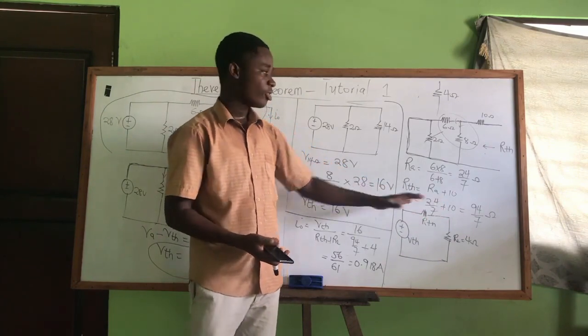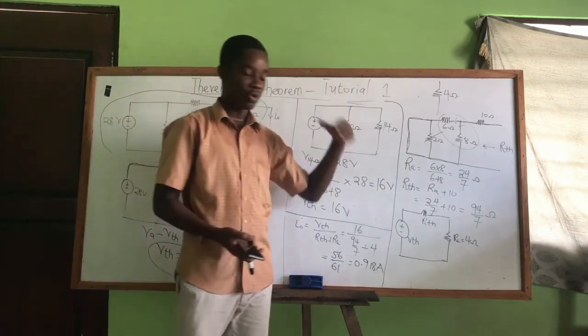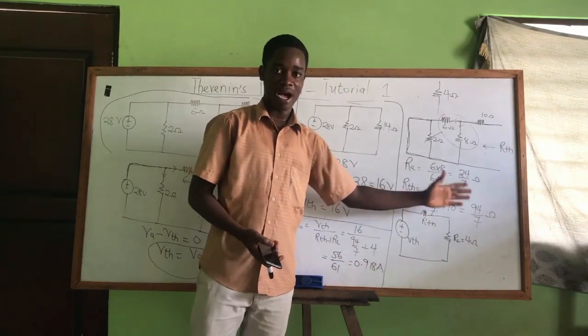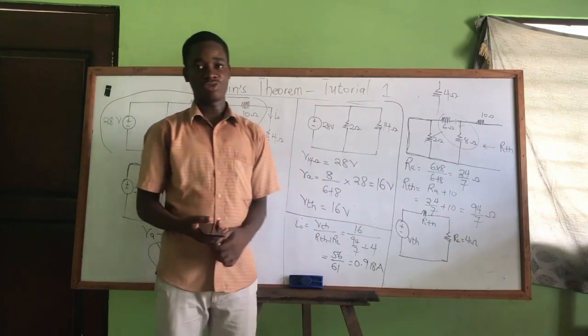That's the Thevenin equivalent. So if you need the current for the load, then you bring the load, connect it to the terminals, then use your Ohm's law. I is equal to V over R to calculate what? The current through the load.